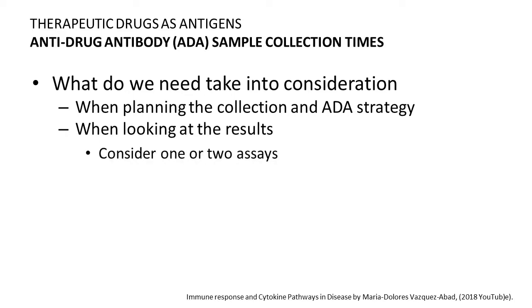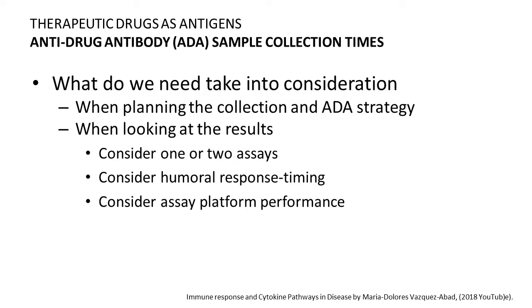First of all, understand if you are having one or two assays for the anti-drug antibodies. I will explain a bit more in a future slide. But it is important to know if you are only looking at anti-drug antibodies using one assay, or if the particular drug could have different elements and potentially different anti-drug antibody assays. So it's important that you understand what you are planning or what you are looking at. Consider the humoral response timing, and that's what I'm going to be explaining in the next slides.